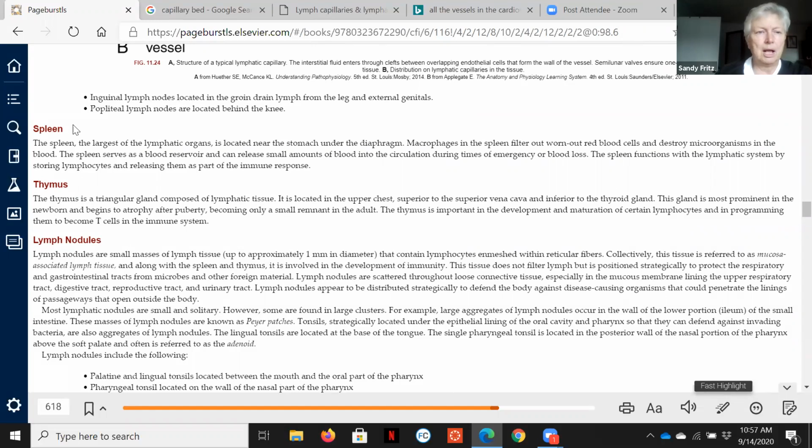I like to think of them as places where immune cells go to school to learn how to be immune cells. There are a lot of these, and a big one is the spleen. And the spleen also acts as a reservoir for blood.